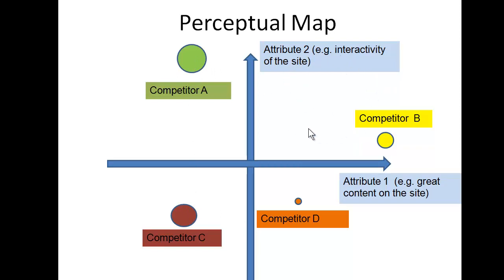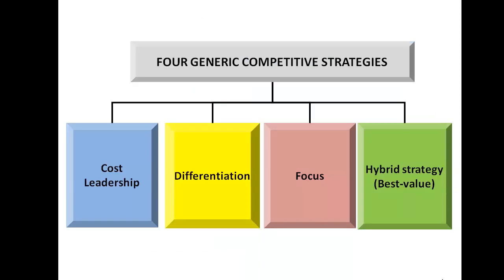And you need to chart where you are versus your competition in order to try to find some opportunities for your successful positioning strategy. The next part of this section deals with your competitive strategy, and as you remember, according to Porter, your marketing strategy or online marketing strategy can be based on cost leadership, or your brand differentiation, or a focus, or based on a hybrid strategy, which is a combination of differentiation and cost leadership. So you have to decide how you are going to compete.